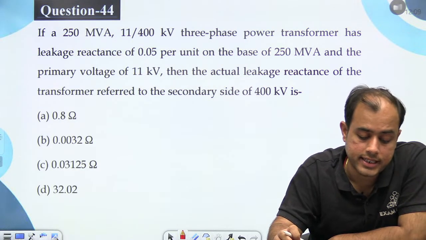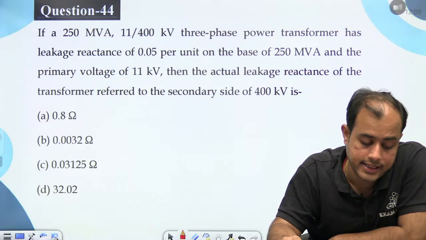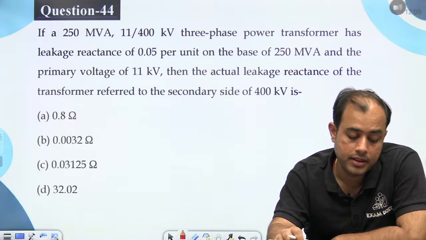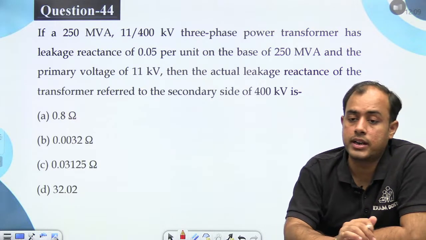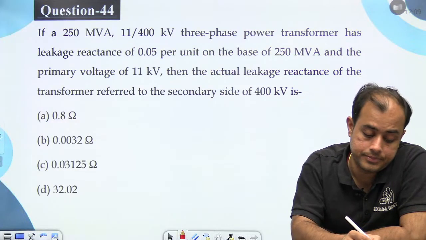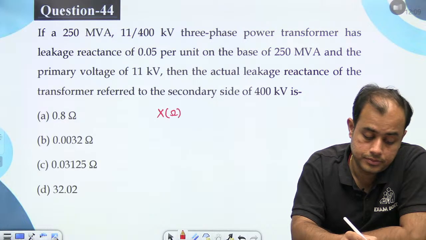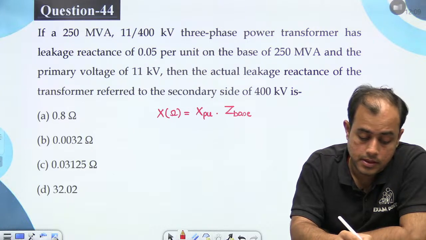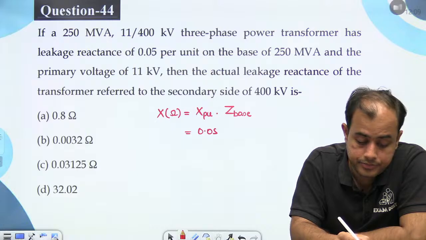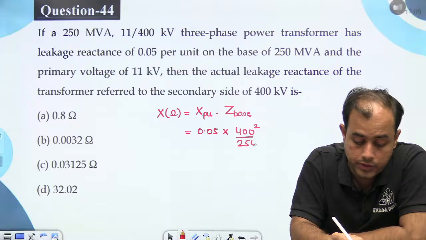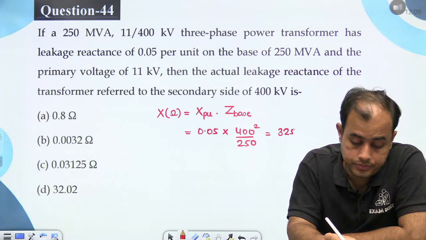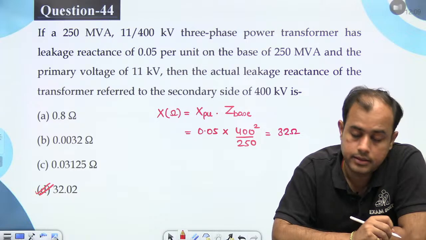If a 250 MVA 11 by 400 kV three-phase transformer has leakage reactance of 0.05 pu on a base of 250 MVA 11 kV, actual reactance on 400 kV, ESE 2001. X pu into Z base, 400 square by 250, 640, 32. D, 32.